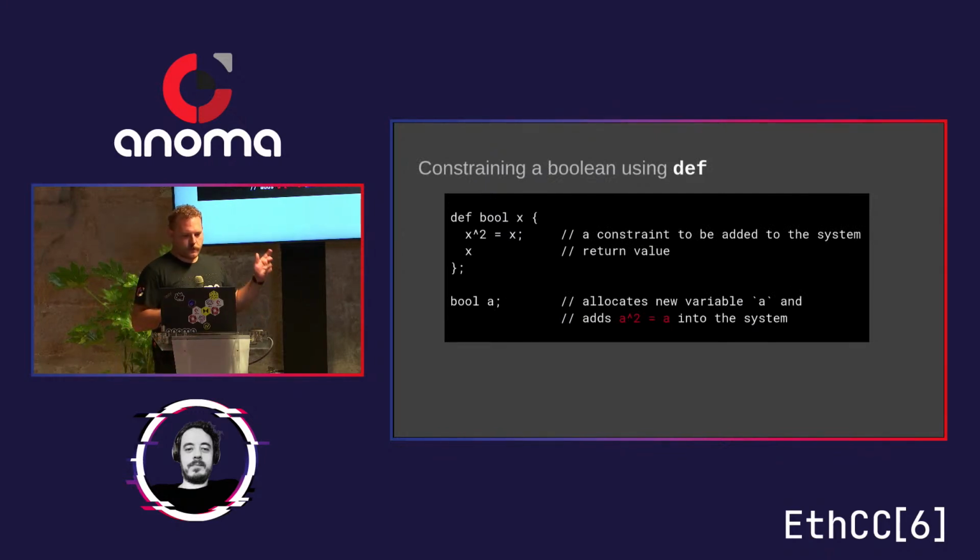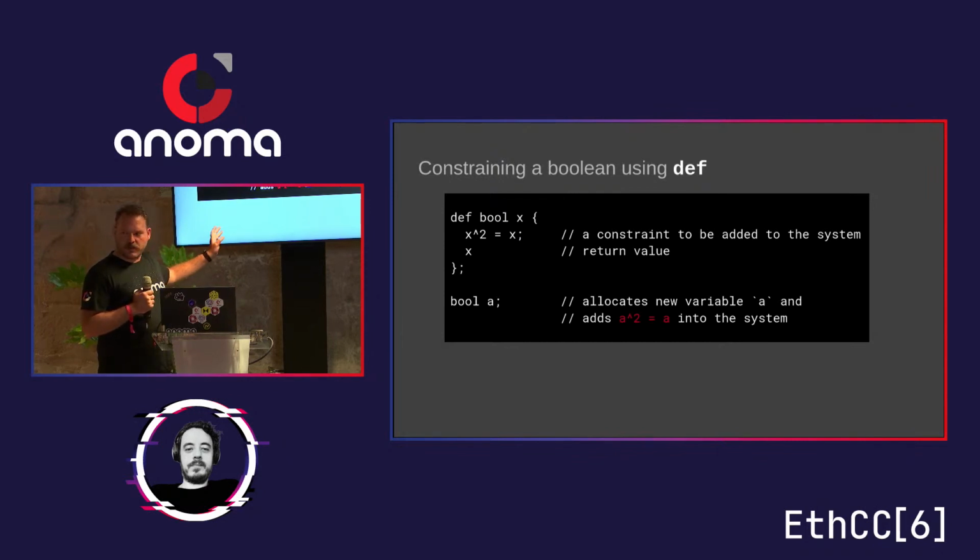Here's an example. This is the function that constrains an input to be Boolean. So we have def bool x, then there should be an equal sign in there. Then we have x squared equals x. That's an expression that constrains x to be equal to its square. The only 2 solutions to that are 0 and 1. And then this also returns x.